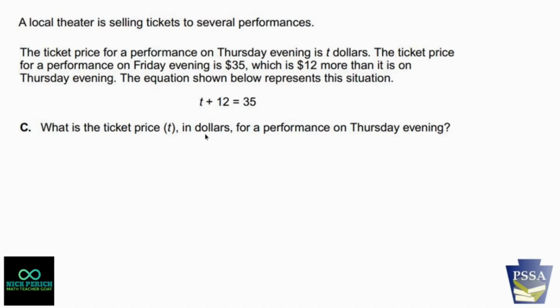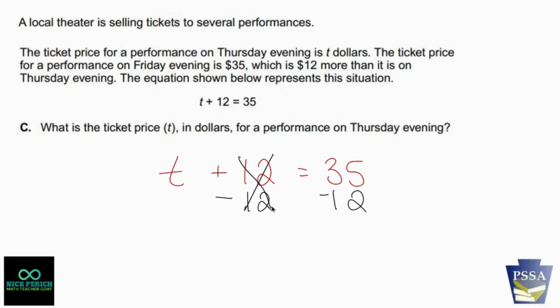What is the ticket price, T, in dollars for a performance on Thursday evening? So let's solve this equation right here. T plus 12 equals 35. In order to isolate T, we have to get rid of plus 12. So we subtract 12 from both sides. The positive 12 and the negative 12 cancel each other out because they're opposites. And T is going to equal 35 minus 12, which is 23.